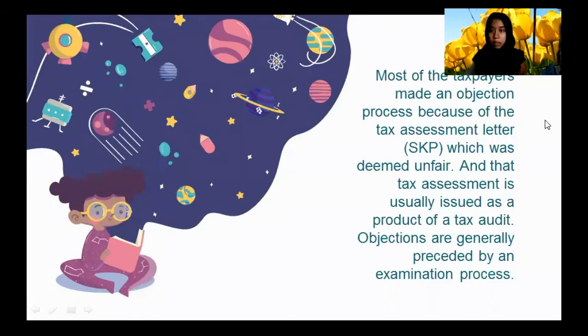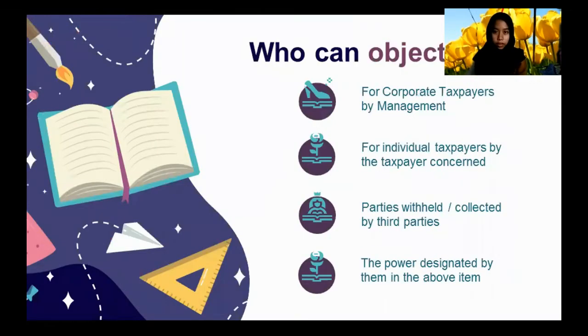Most taxpayers make an objection because of a tax assessment letter which was deemed unfair, and that tax assessment is usually issued as a product of a tax audit. Who can object to it? First, corporate taxpayers, by management. The second, for individual taxpayers, by the taxpayer concerned. The third, parties withheld or collected by third parties. And the last, the power designated by them in the above items.